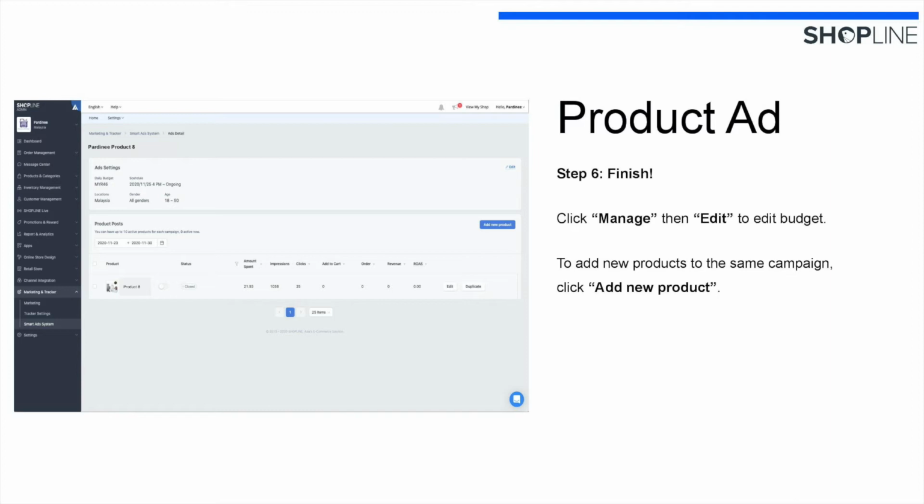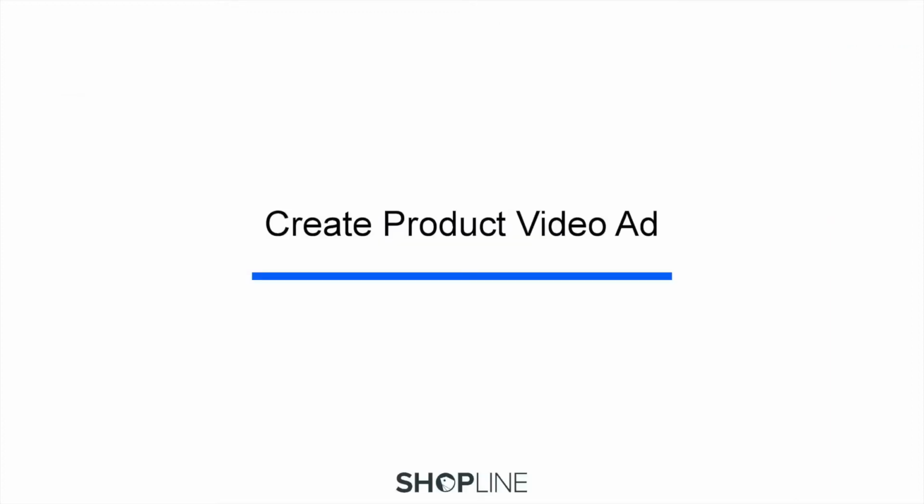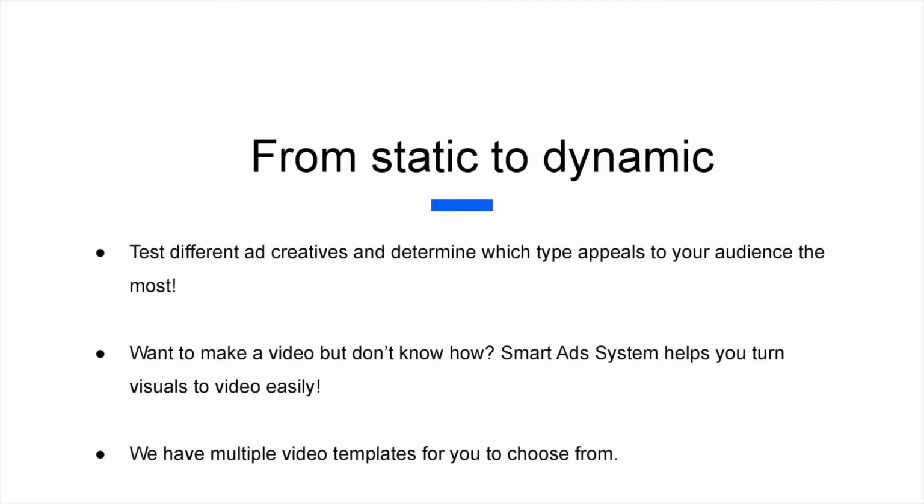And that's it. Now, here's how to create a product video ad. From static to dynamic. Test different ad creatives to determine which type appeals to your audience the most. Want to make a video but don't know how? Smart Ad System helps you turn visuals to video easily. We have multiple video templates for you to choose from.